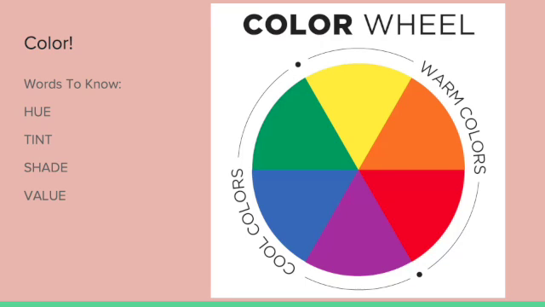So if you were to mix black and blue, then you would get a much darker blue, maybe like a navy or like a midnight blue. And then value just compares how light or dark a specific color is.